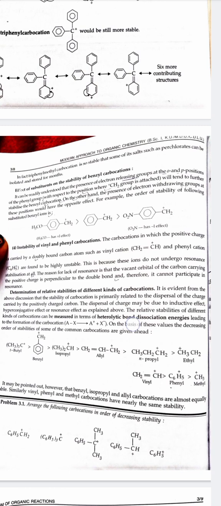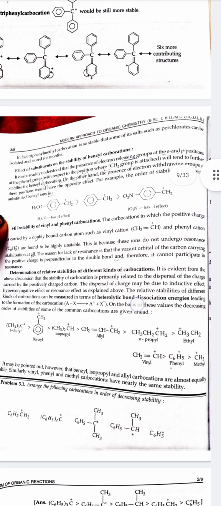Instability of vinyl and phenyl carbocations. The carbocations in which the positive charge is carried by a doubly bound carbon atom, such as vinyl cation and phenyl cation, are found to be highly unstable. This is because these ions do not undergo resonance stabilization at all. The reason for lack of resonance is that the vacant orbital of carbon carrying the positive charge is perpendicular to the double bond and therefore it can't participate in resonance.